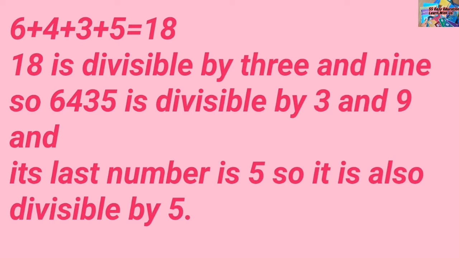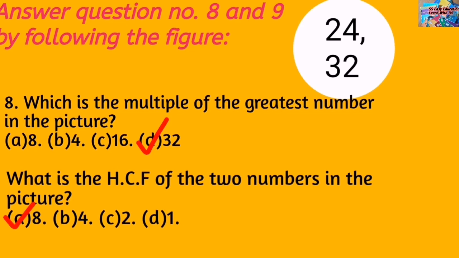Now we know how we can find out divisibility by 5. If the last digit of the whole number is divisible by 5, then the whole number is divisible by 5. Now let's move on to the next number. Okay everyone? So now let's move on to number 8.